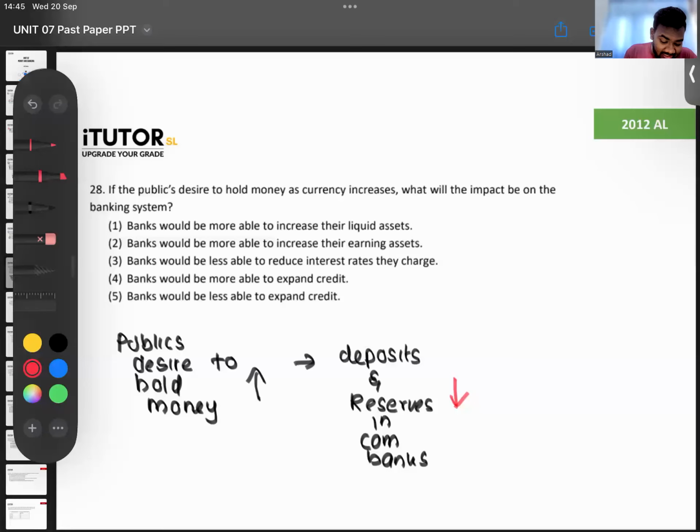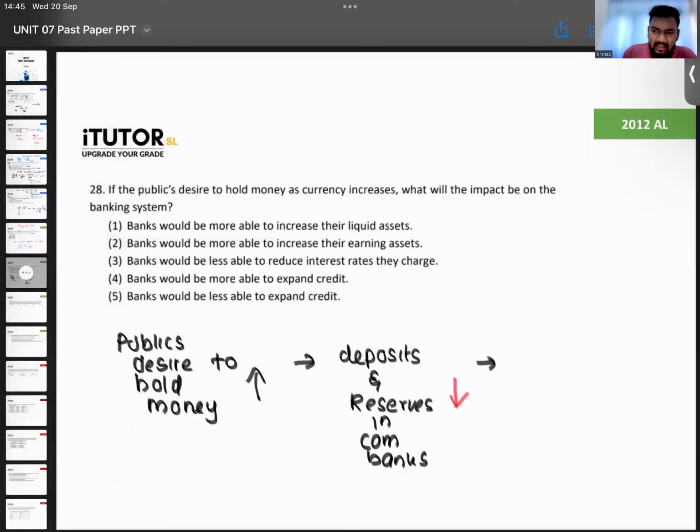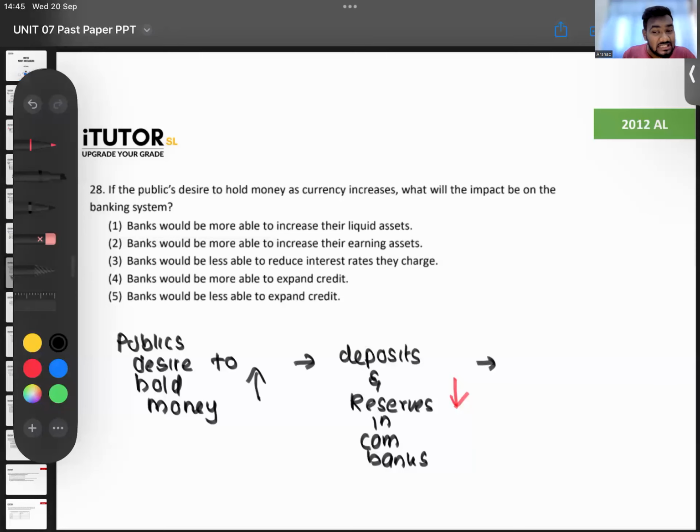Now, if the deposits and reserves in the commercial banks come down, what happens to the ability of commercial banks to give credit, or in other words, expand credit? Ability to give out loans will also come down, no? Because now commercial banks don't have money with them. People are withdrawing their money, or not putting their money, so they like to keep money with them. Therefore, ability to give out loans comes down. If the ability to give out loans comes down, guys, what can you tell about the money supply in the economy?